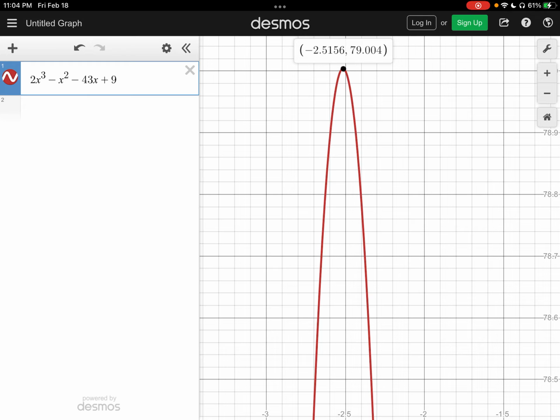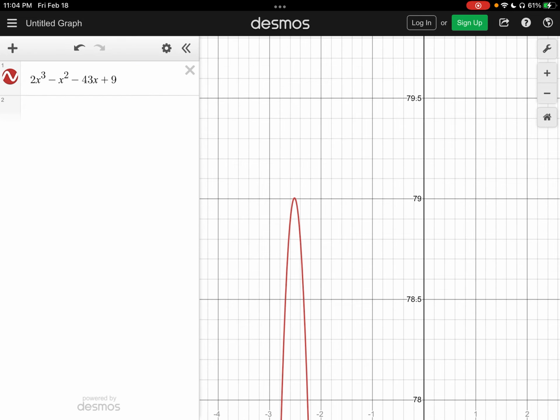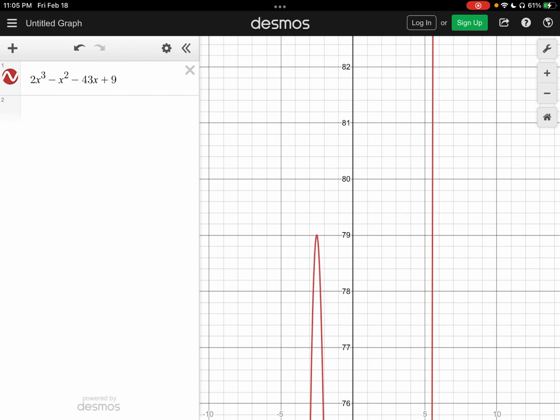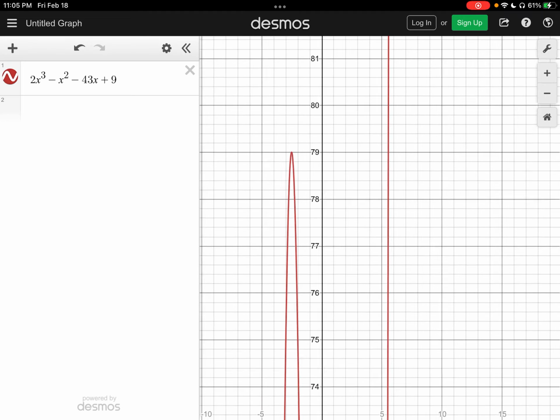The reason why it's not called a regular maximum is because technically this graph from here is going to go up and up and up forever. So the actual absolute maximum is equal to infinity. This is a local maximum, which means it is the top of a hill, so to speak.